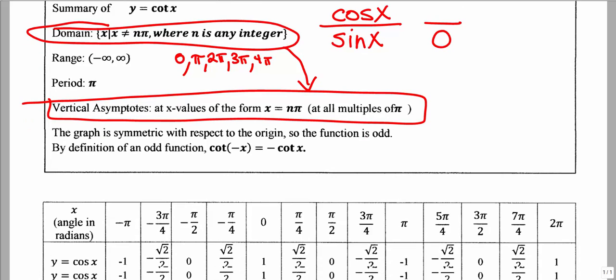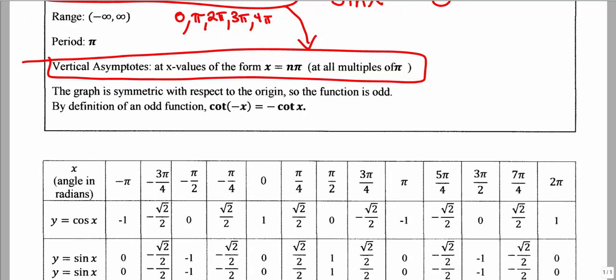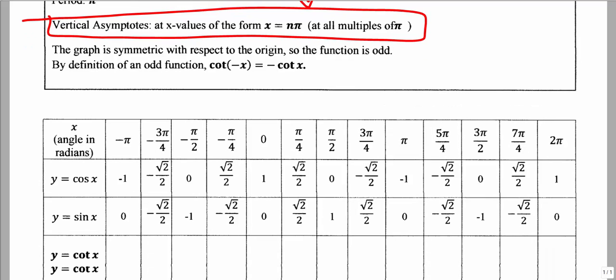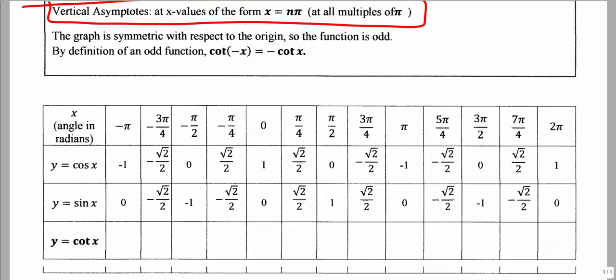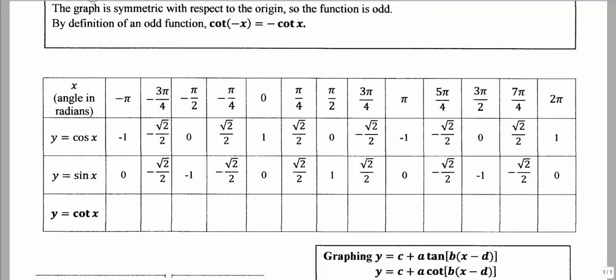Let's look at the graph of cotangent and see how it's similar and also how it's different to tangent. Here I have a table, just like we had with tangent, and we defined cotangent as cosine divided by sine. So we're going to look at the fractions of the sine and cosine values at these angles. So at minus pi, sine is 0. So cosine over sine gives us undefined.